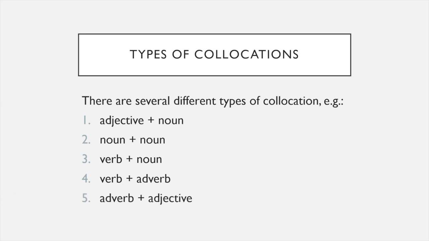And number 5, we have the adverb-adjective combination. For example, highly unlikely, completely exhausted, or utterly ridiculous. There are other categories, but these are the most common, and these are the ones that we'll focus on for the rest of the video.